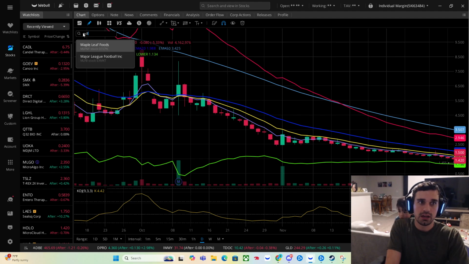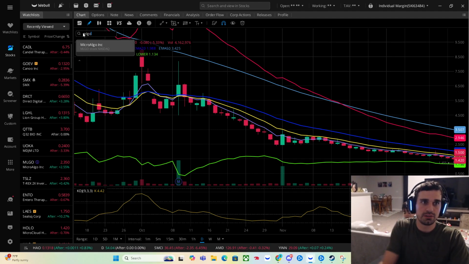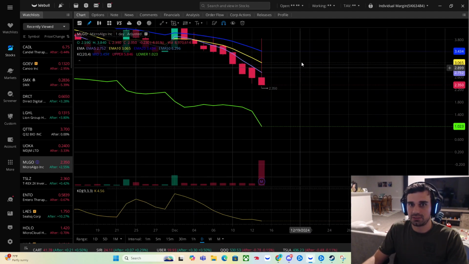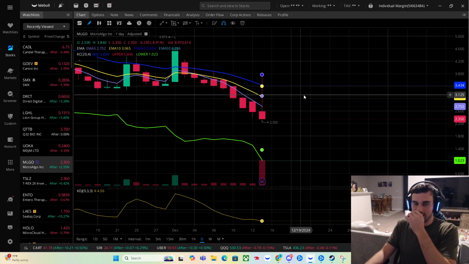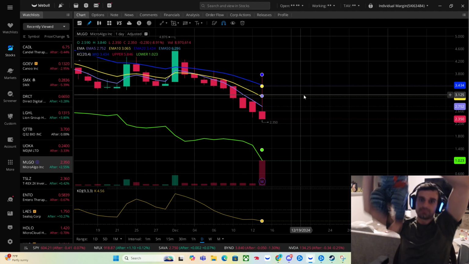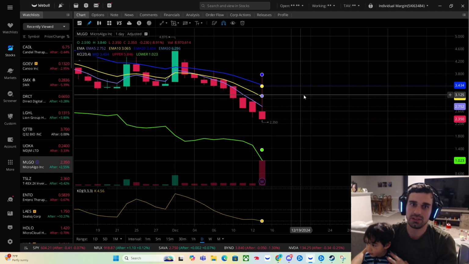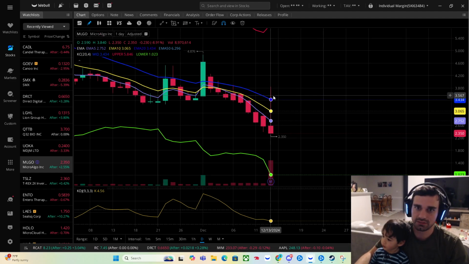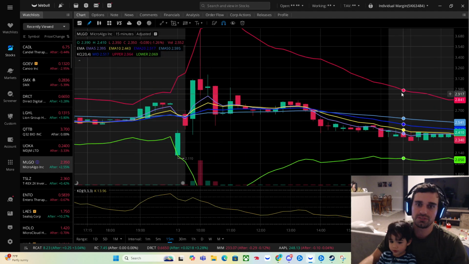Miserable, right? So congrats to anybody that got in on Hollow right when the bell opened, because that's what happened here. But I can show you exactly where these resistance points were. If you look at MLGO, we touched that EMA 20 and we got wrecked there. It gave a little wiggle room.